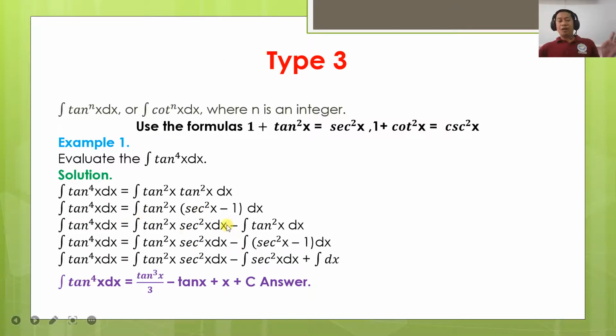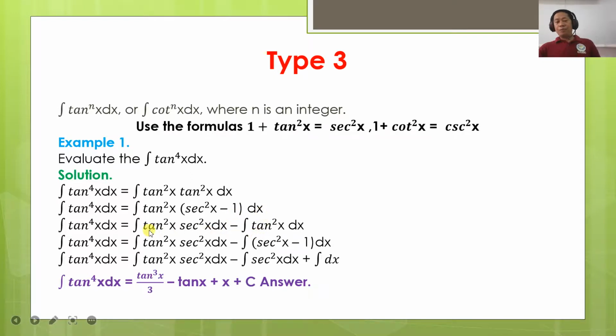I-multiply mo muna. Okay? Hindi po pwedeng sabay na gamitan ng identities. Wala pong magiging solution yan. So, sa una, isa lang muna. Then, i-multiply mo muna. Pag na-multiply mo, we have tangent squared x times secant squared x dx minus we have tangent squared x times negative 1 is also tangent squared x.